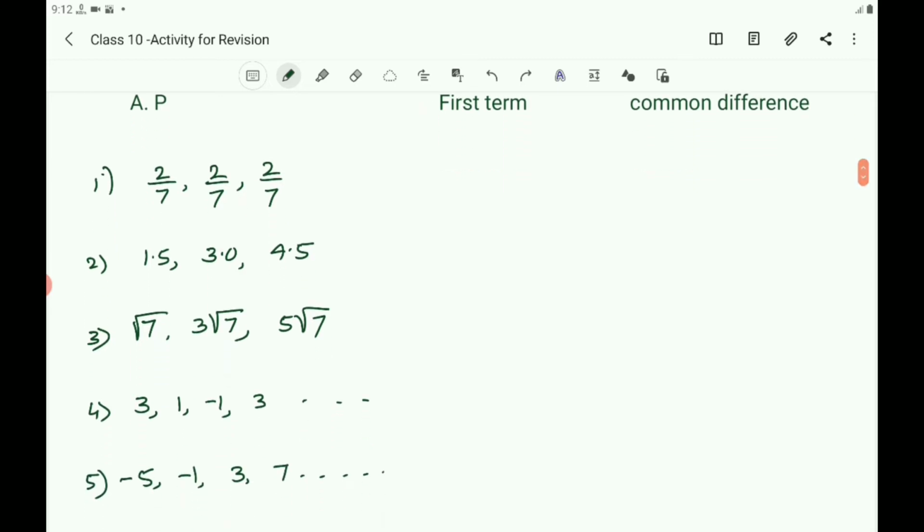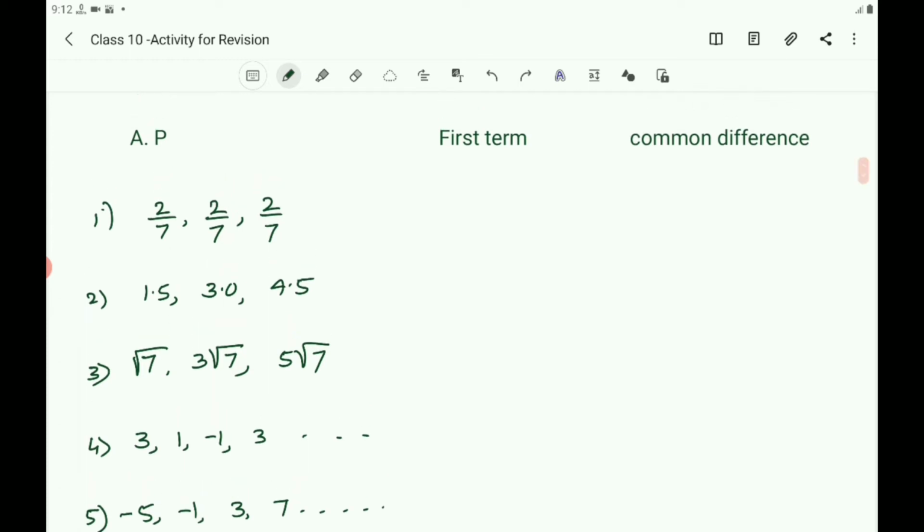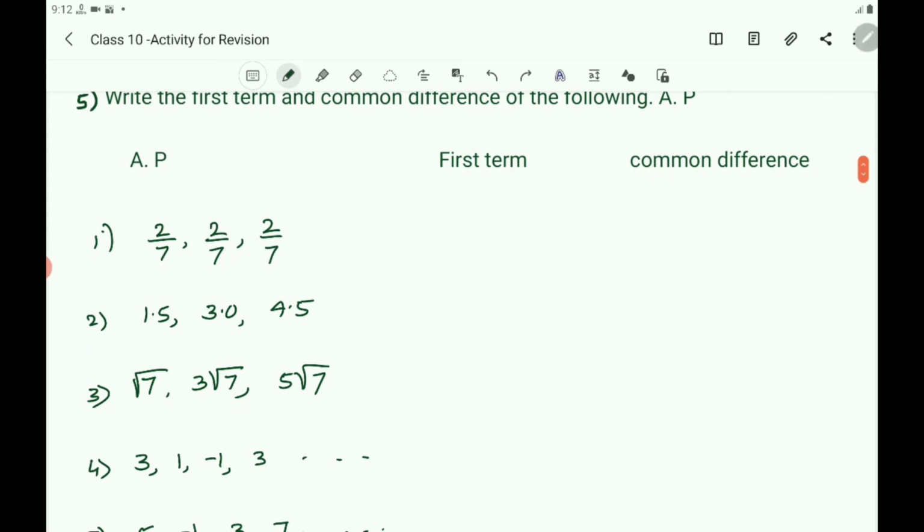Here these are the arithmetic progression. You know that in the arithmetic progression, some fixed number is added to the previous number to get the next number, except the first number. Now, in 2 by 7, 2 by 7, 2 by 7, you know the first term. What is the first term? The term which is in the first is called the first term.